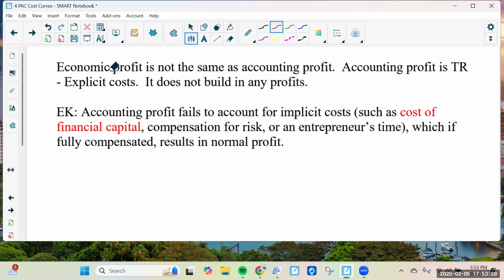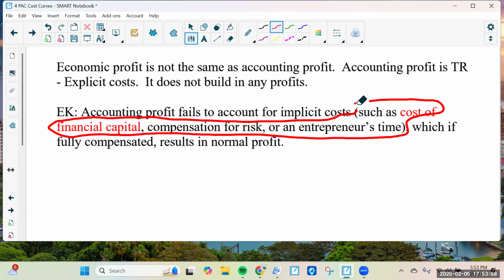All right, so economic profit is not the same as accounting profit. This goes into why. The EK that the College Board says is that accounting profit fails to account for implicit costs, such as the cost of financial capital, borrowing money, compensation for risk, since it's risky starting your own business, or the entrepreneur's time. In other words, these are all opportunity costs. These are all things that you could have done otherwise. The cost of money, you could have used that money for something else.